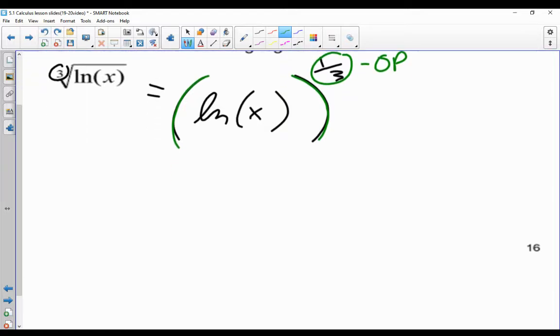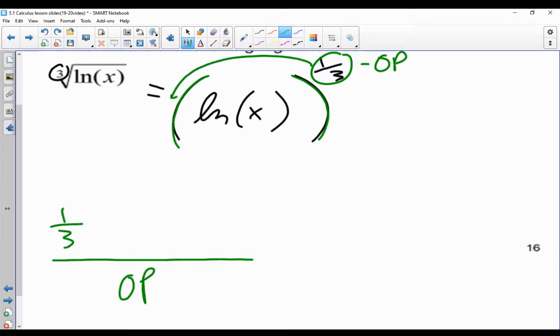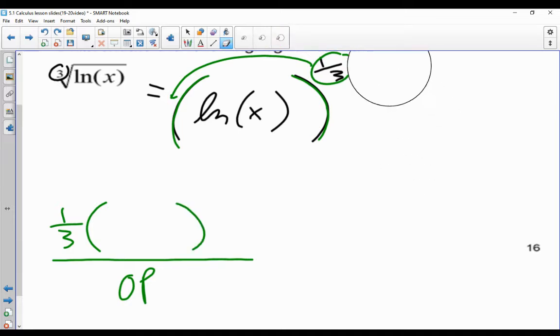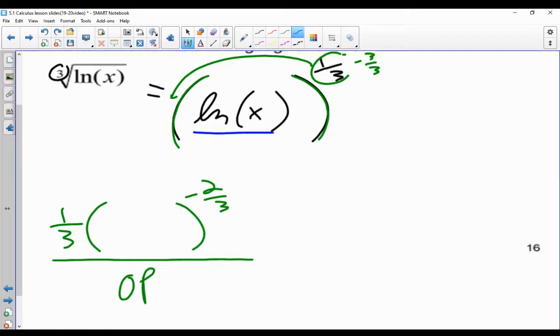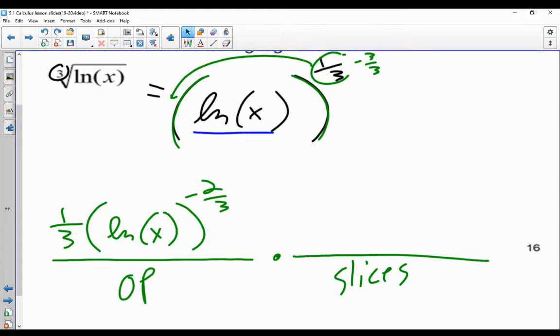All right, let's do it. So orange peel, let's derive here. Multiply the 1/3 to the front, and then in parentheses, subtract 1 from your new power, or in this case, subtract 3/3, which will give you a power of -2/3. And on the inside, you will still have natural log of x. You do not derive the natural log of x, not yet. And then, now you can do the slices. And the natural log of x is your slices.